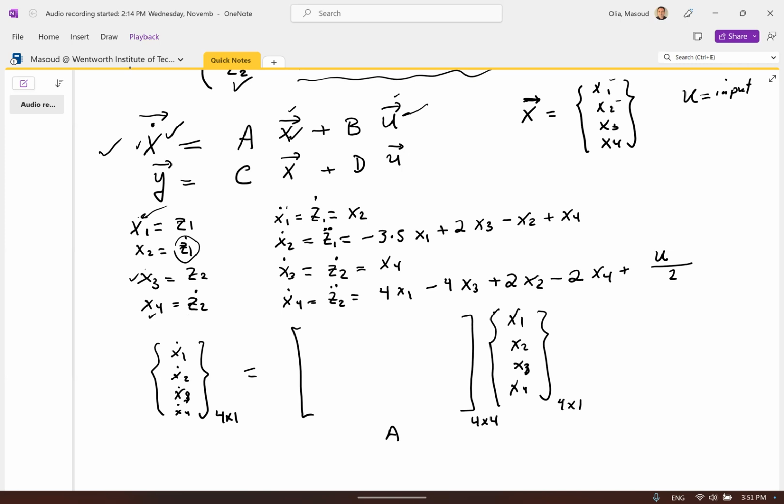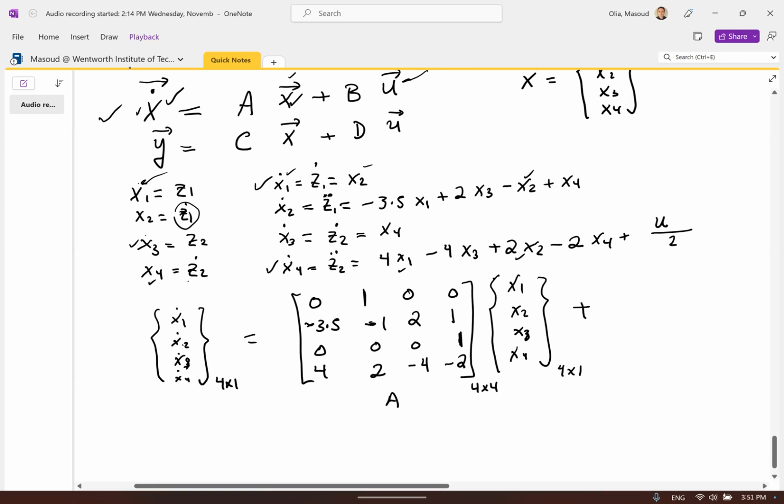Now we can set it up. x dot 1 is x2, so I'm going to have 0, 1, 0, 0. That's our first equation. Second equation, x dot 2 is minus 3.5, a minus 1 for x2. These are the coefficients. 2 for x3 and a 1 for x4. Just making sure, looking at my notes, everything is in good shape. Yes, that looks good. x dot 3 is x4, so that's 0, 0, 0, 1. And then finally, x dot 4 is 4x1, 2x2, a minus 4x3, and a minus 2. So that's your matrix A.